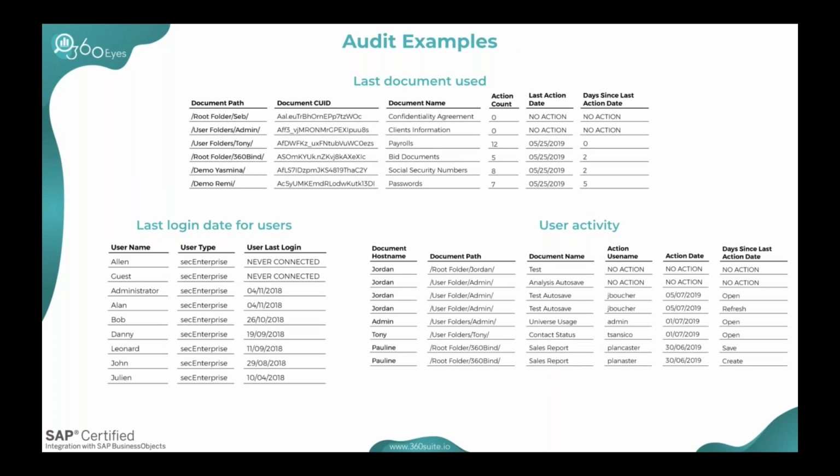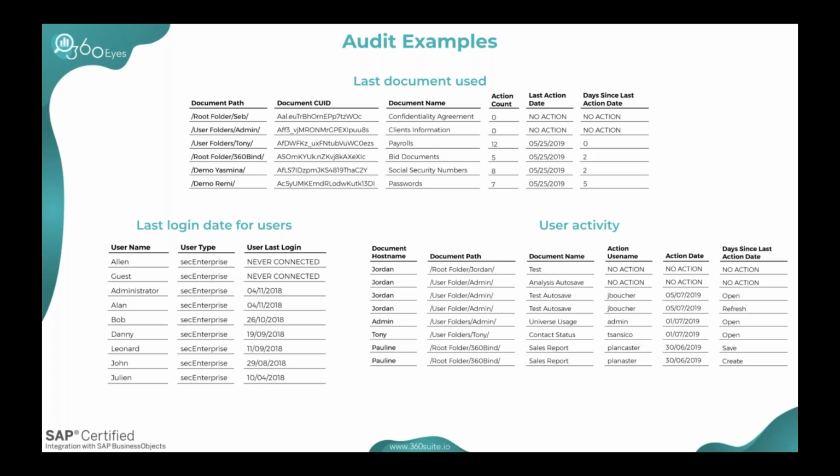Yeah, so I wanted to give an idea of the kind of information that you can get from 360Eyes, and these are some reports that are available. The first one, at the top there, is last document used, and that's really showing how we combine what's in the CMS, the FRS, and Auditor. So it's all combined. With Auditor, if you're running audit on your Business Objects environment, you get insight into what's being run. But anything that hasn't been touched, you're never going to see on an auditing report.